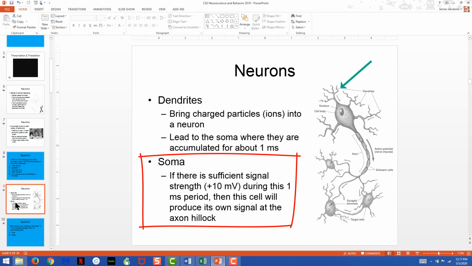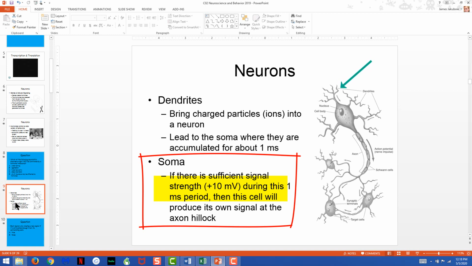As the charged particles come in through the dendrite and reach the soma, they have to cross a threshold of a positive 10 millivolts. Now, positive 10 millivolts is the threshold before the cell itself will generate electricity. We have not talked about the cell generating electricity yet. We're only talking about some of the basic chemical properties that are going to cause electricity inside the cell itself. Note that positive 10 millivolts is a very important number to remember.